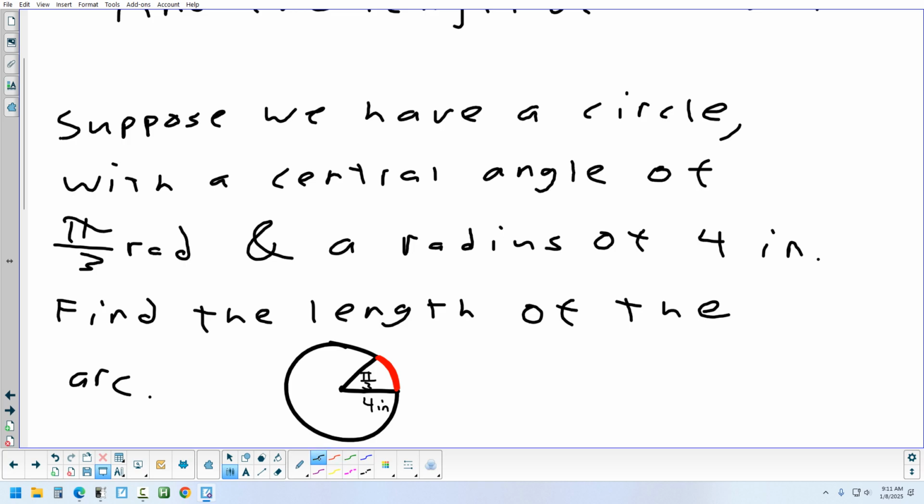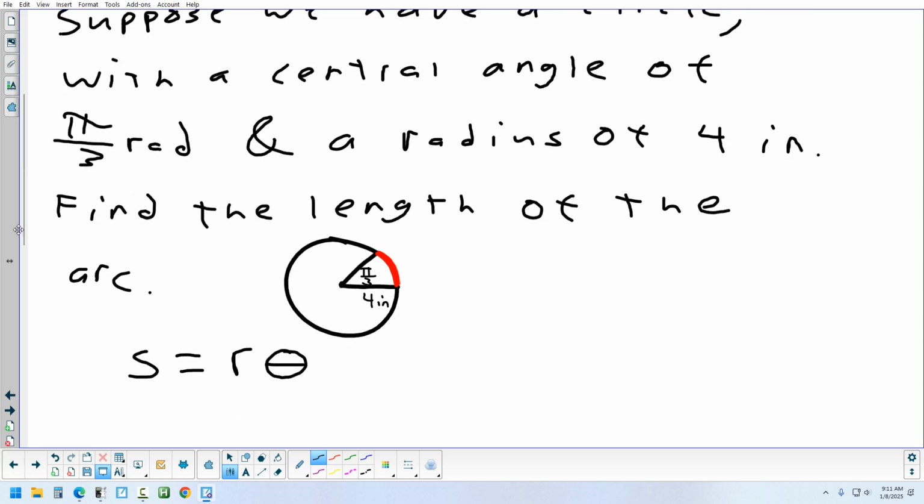All right. So we are going to learn 2 different formulas, so we're going to have to know which formula to use when. Right now we only know one, so it's pretty easy to figure out which formula we're going to use. What is the formula that I need to use to figure this one out? What's the equation? S equals R theta. Okay, so that's the formula we need.